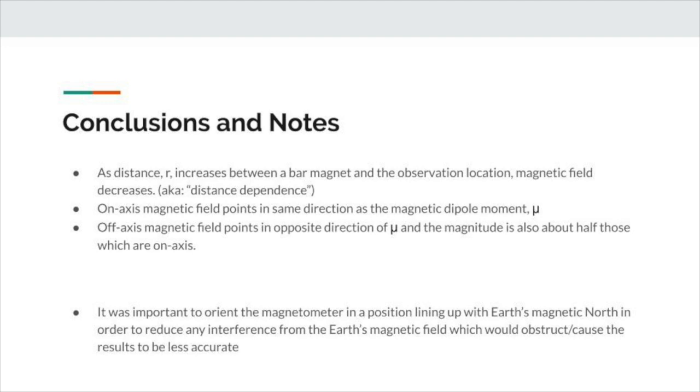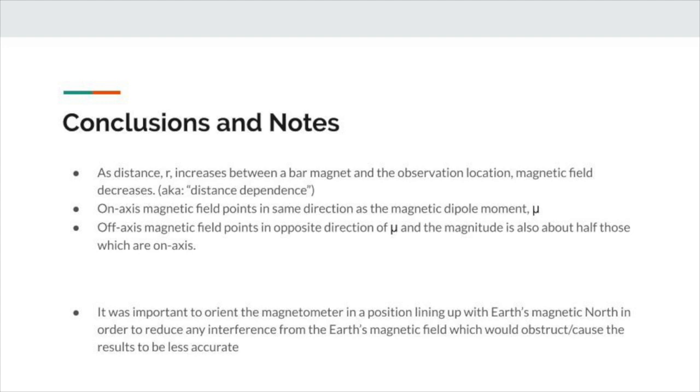First, as distance r increases between a bar magnet and the observation location, magnetic field decreases. We call this distance dependence. Then, based on our model, we can see that on-axis magnetic field points in the same direction as the magnetic dipole moment mu, and off-axis magnetic field points in the opposite direction of mu. And the magnitude is also seen to be about half of those which are on-axis. You can see that in the output of the model as well.